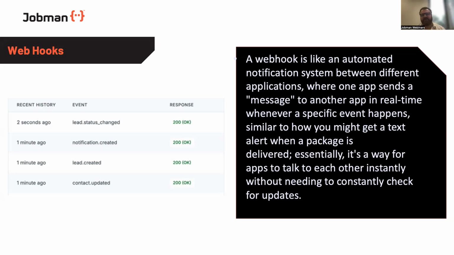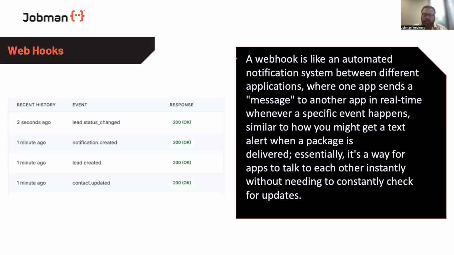Essentially, a webhook is like an automated notification system between different applications. So one app can send a message, a version of a message to another app in real time, similar to how you might get a text alert when a package is delivered from Star Track or DHL or something like that. Essentially, it's a way for the apps to talk to each other instantly without needing to constantly check for updates.